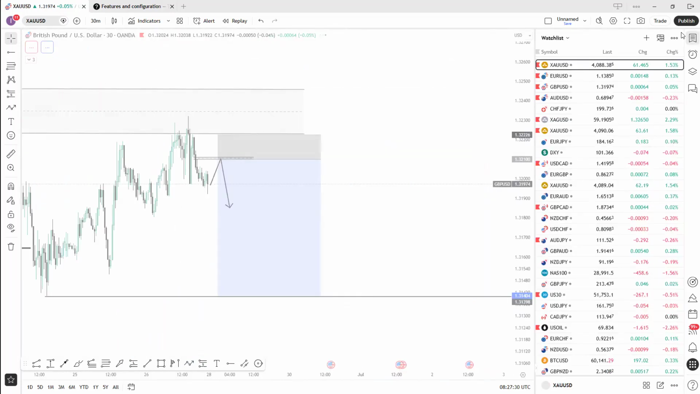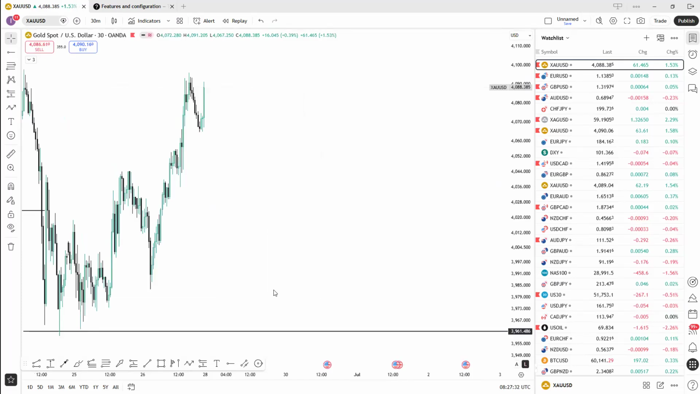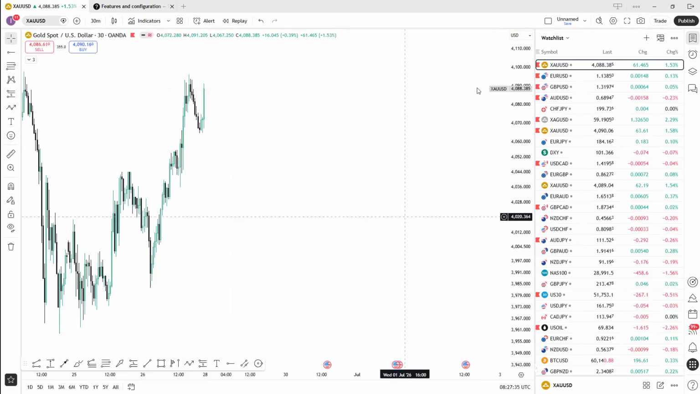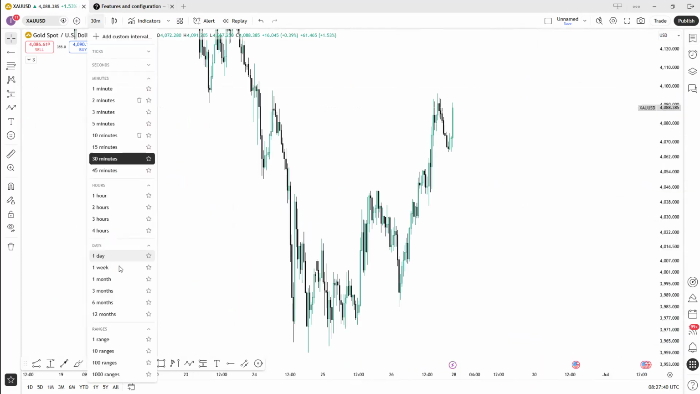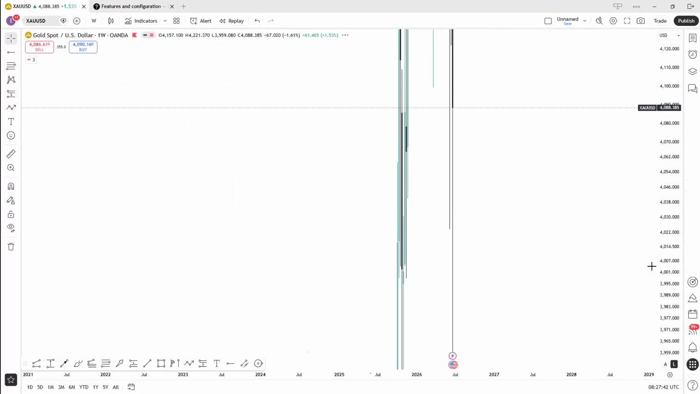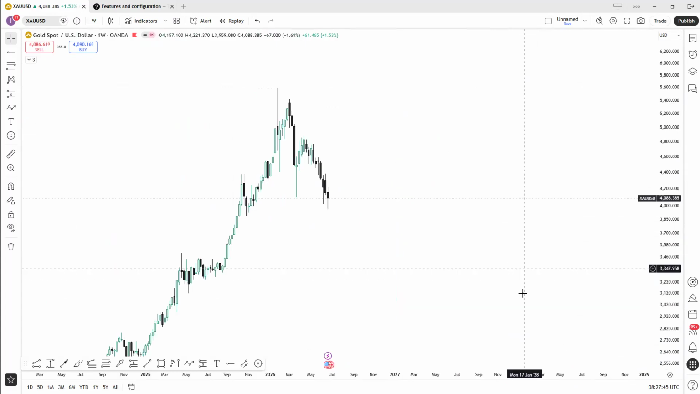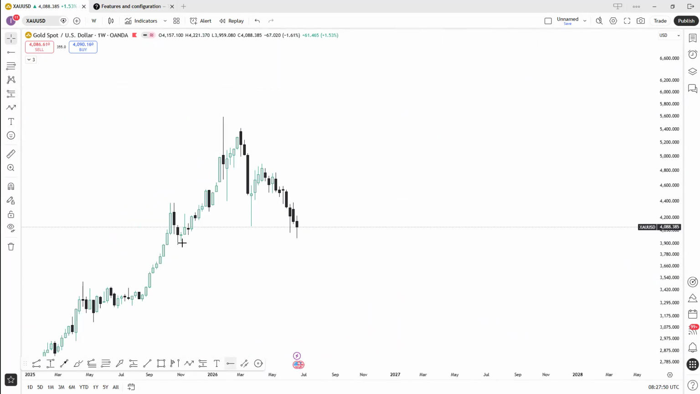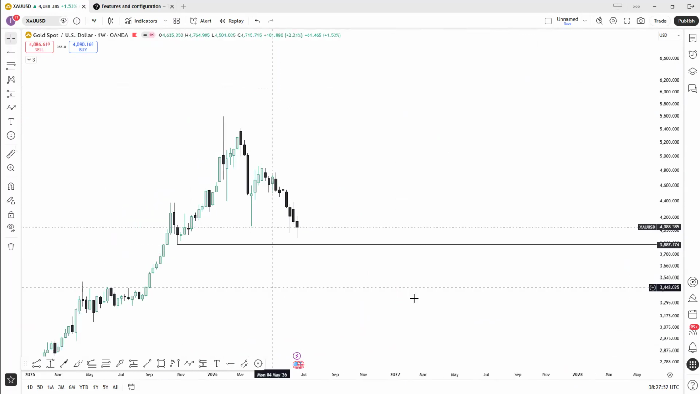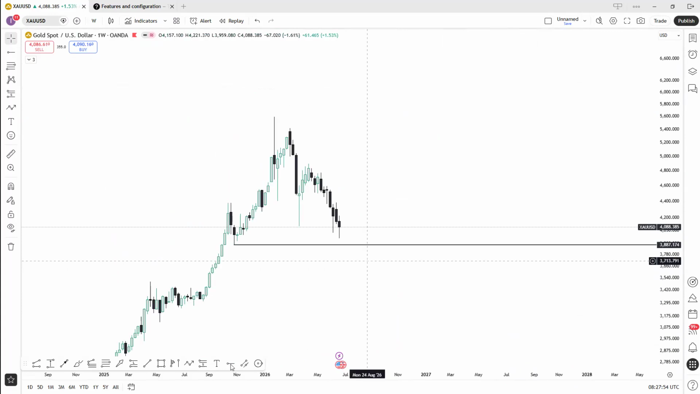Let's see what is going on with gold. You can start with the high time frame, maybe weekly. On the weekly time frame, this is a very crazy market structure. It is a bearish kind of market structure. You can spot liquidity here, and the last weekly candle closed bearish, which manipulated the previous high.